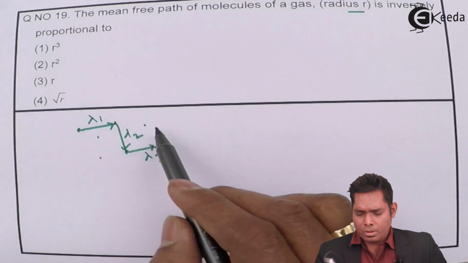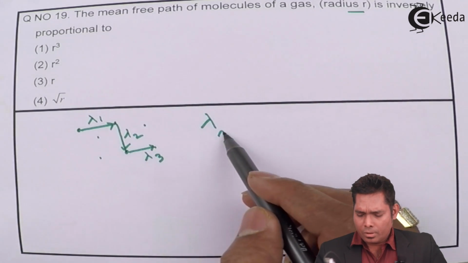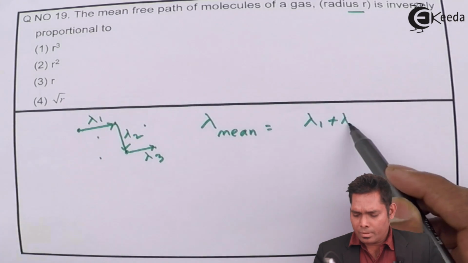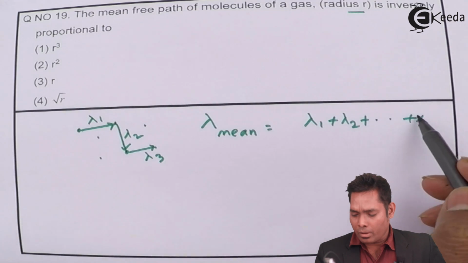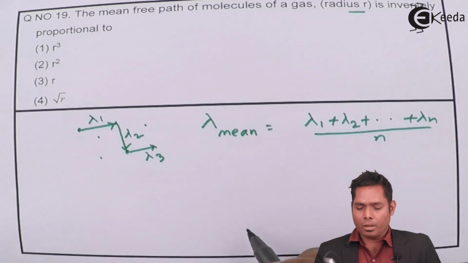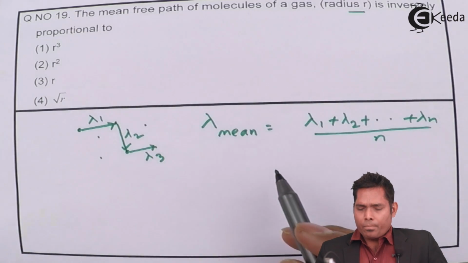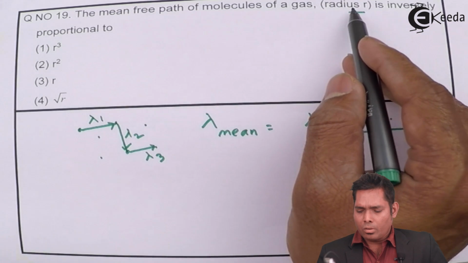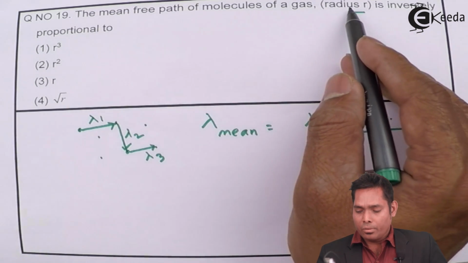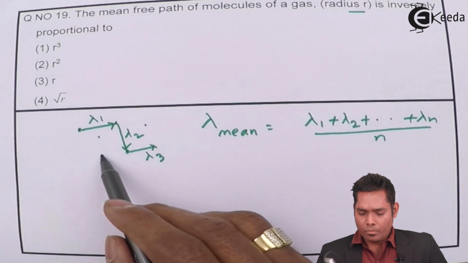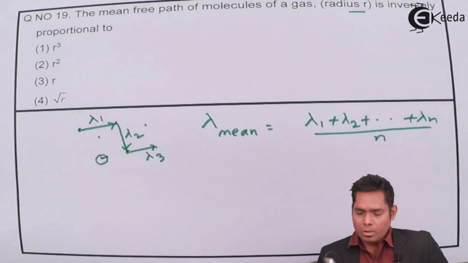The mean value of these free paths, the mean, is given by lambda 1, lambda 2 up to n number of such free paths divided by n. This is called mean free path. The average or mean free path of molecules of a gas with radius r, how is this mean free path related to the radius of this gas molecule?